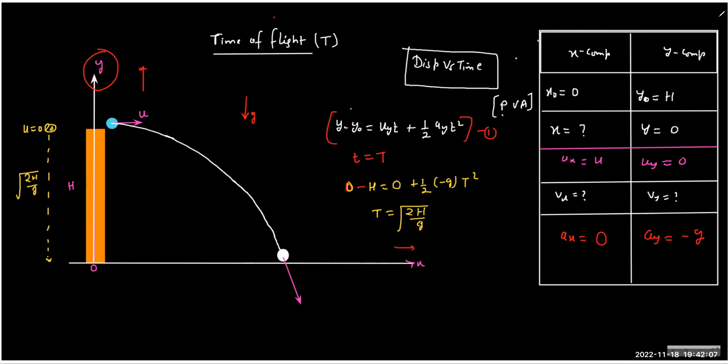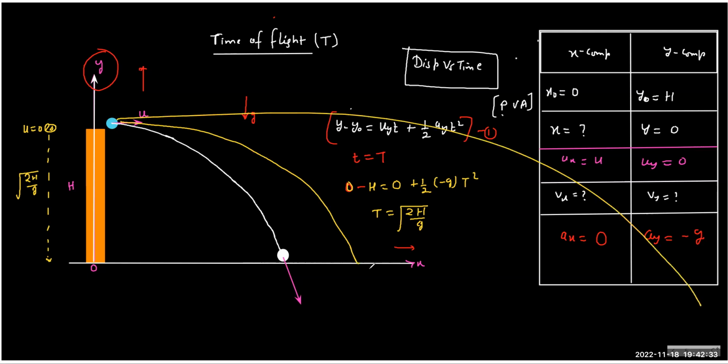So the more the u, the farther you will go, and the less the u, the closer to the tower you will fall. So u in no way affects the time of flight. Whether you throw slow or fast, it will take the same time to come to the ground. Even if you travel this way or this way all the way here, all will take how much time to come to the ground? Root 2h/g. Because time calculation has nothing to do with the x component. Do you realize this effect?